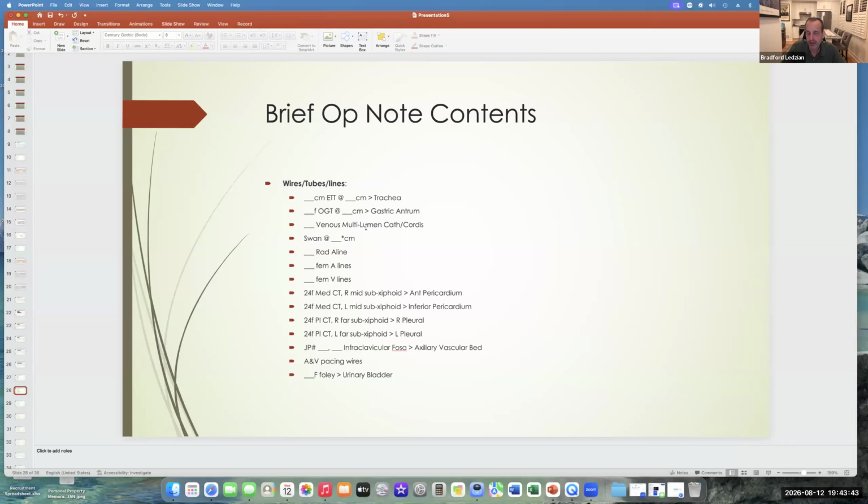For tubes, lines, and wires, there's a whole list here, and not all of these are going to be used on every patient, but they're there for example purposes. The idea is that you always want to designate where a tube goes into a patient, what type of tube and size it is, and where it ends up in a patient, right? Because otherwise, when it comes time for the nurses to pull the tubes, it's going to be an issue.